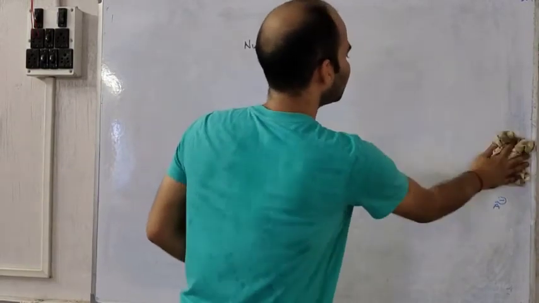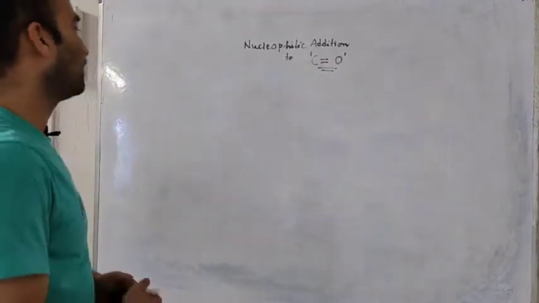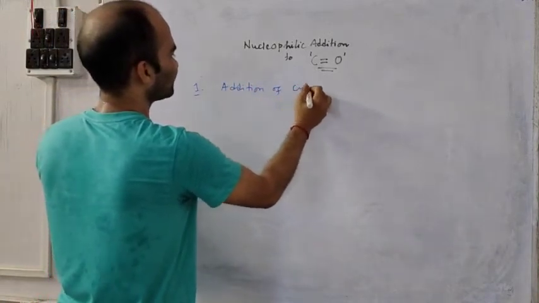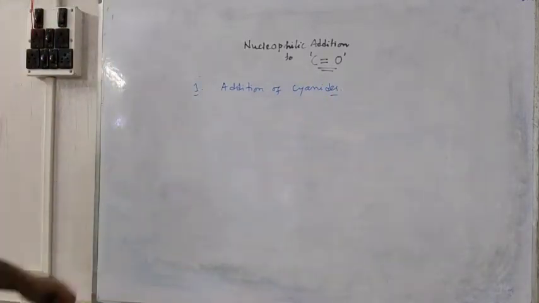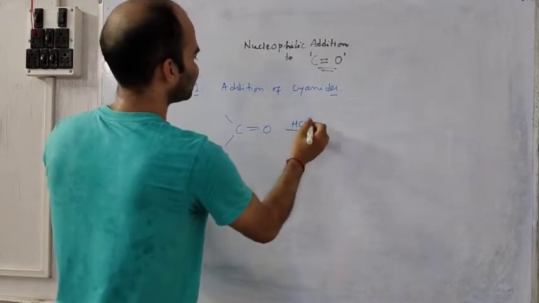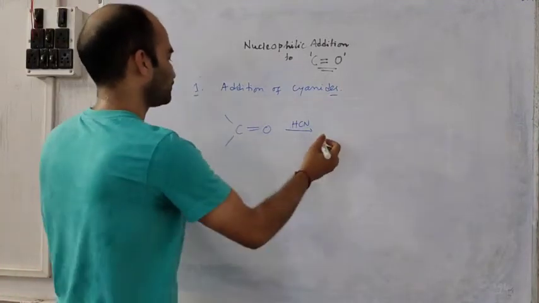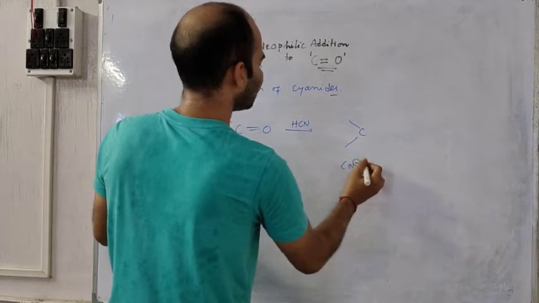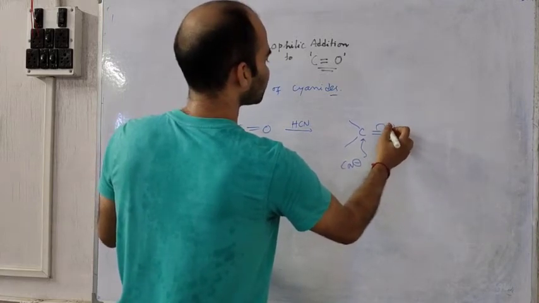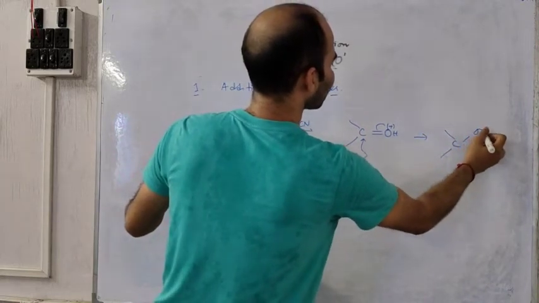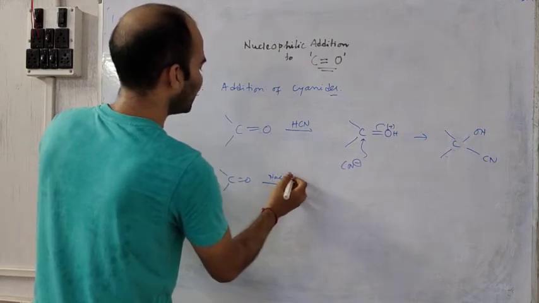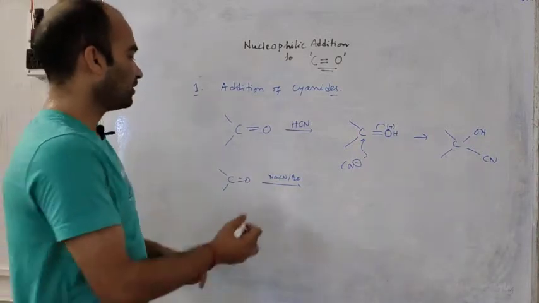Now let us see some examples of addition reaction. First of all, we see addition of cyanides. What happens when we add cyanides to carbonyl carbon? Now, if we put HCN, then the reaction will be like this, directly CN minus to this one. If we put NaCN in presence of H2O, then that is not acidic in turn.